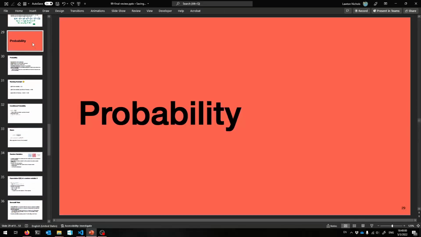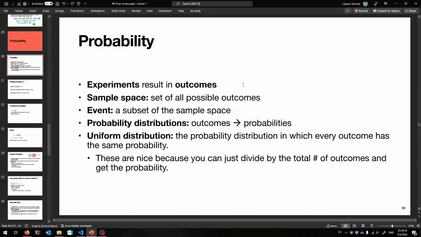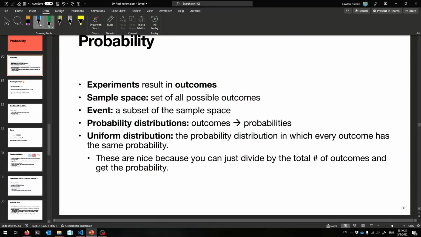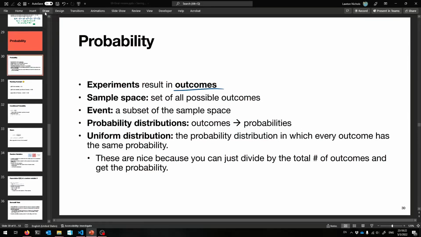Let's now get into probability. All right. So, terms about probability. We have experiments. Those are things that result in potential outcomes, like rolling a die, right? You have your potential outcomes of what number comes up, right? So your sample space is all of your outcomes. That's the set of all possible outcomes for a certain experiment.